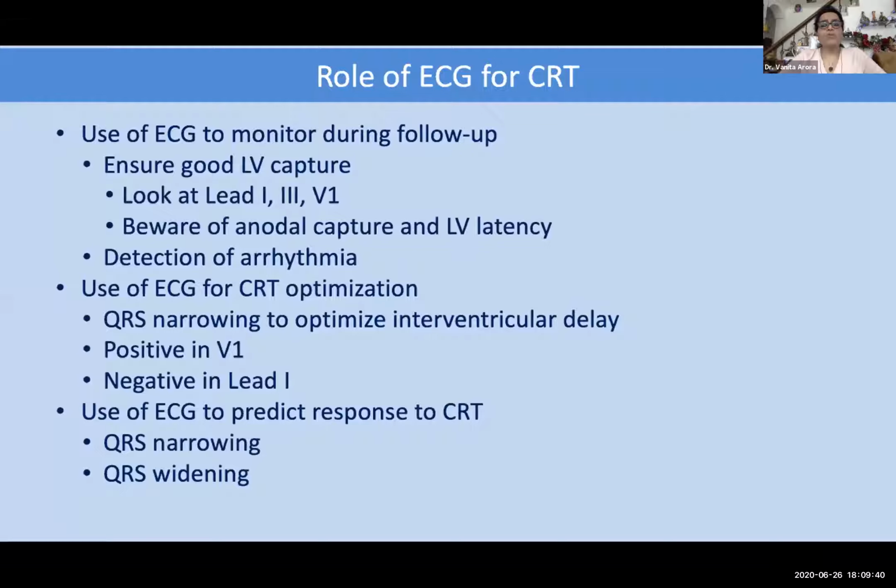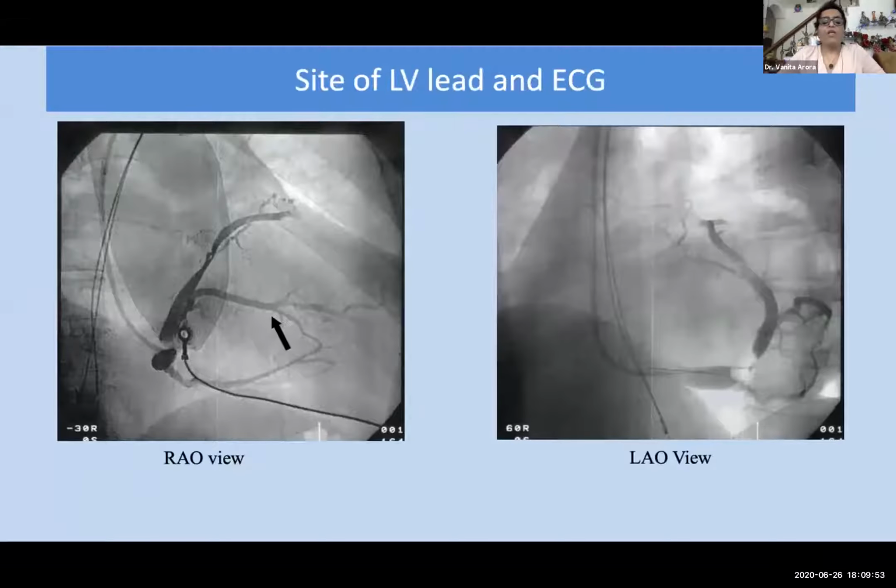The V1 has to be positive, which ensures the LV force is more than the RV force. Lead 1 is negative. That ensures that the lateral part of the LV is activated first. So there is no shortcoming to selecting a good vein and placing your lead in the posterolateral or the lateral branch of the coronary sinus. If you do a good job at the time of implant, the ECG will result in a good outcome. The electrical problem will be dealt with, with a good outcome on the ECG. So you have to look at it.